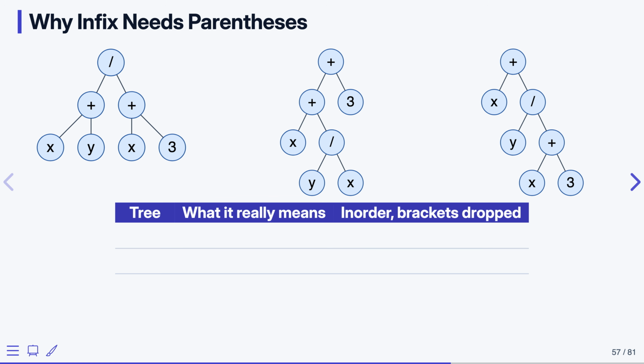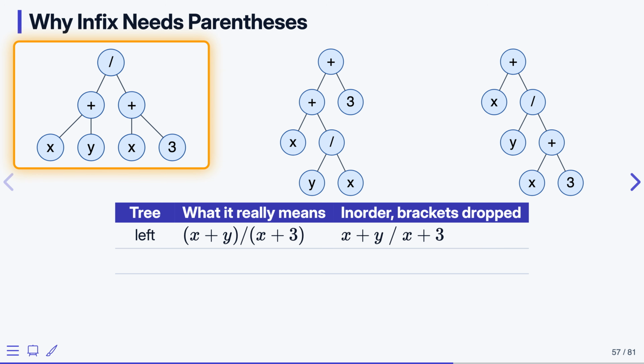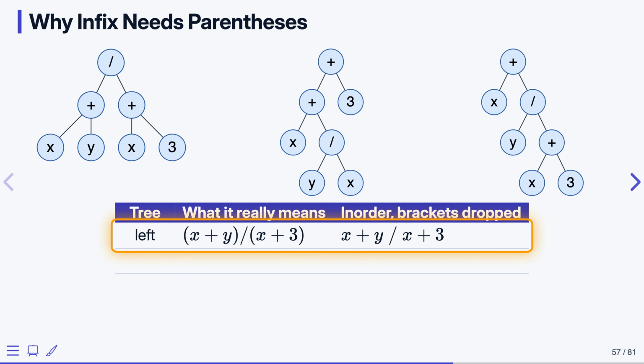These are 3 trees. They have different shapes, so they mean different things. Let us read each one twice, once with brackets and once without. The first tree. Its root is a divide, so it means in brackets x plus y divided by in brackets x plus 3. Now read it in Inorder and drop the brackets. You get x plus y slash x plus 3.